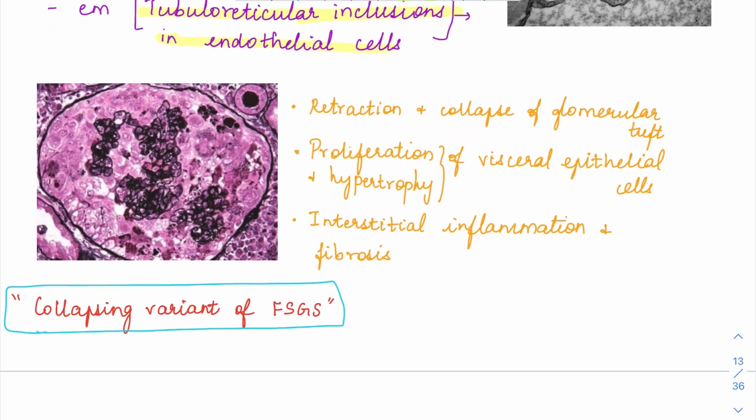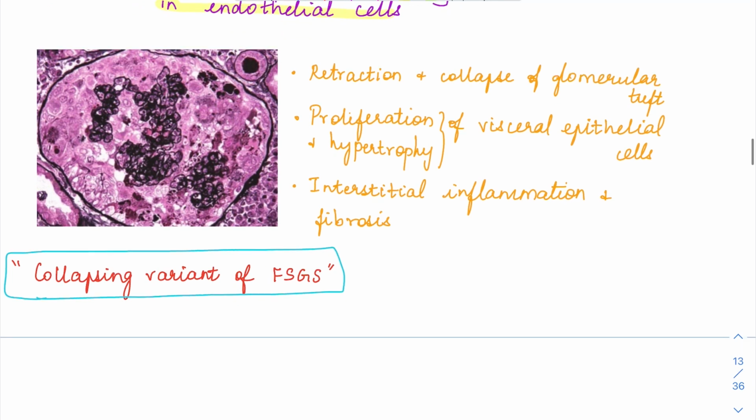On light microscopy, how does this collapsing FSGS appear? This part is the glomerular tuft actually. This is the entire glomerulus, but the tuft has come in between. This is actually a silver stain. So only in the center the glomerulus is there. It is all kind of collapsed, right? Because of the cellularity seen here. You see lots of cells filling this gap of the Bowman space.